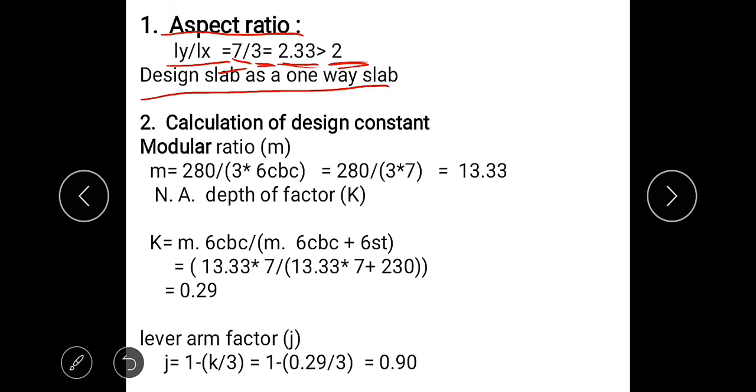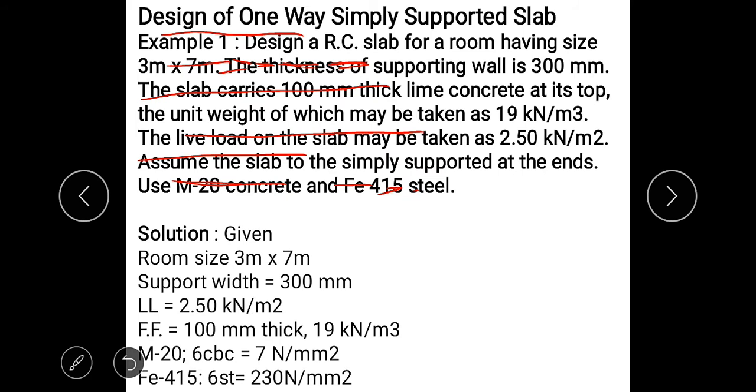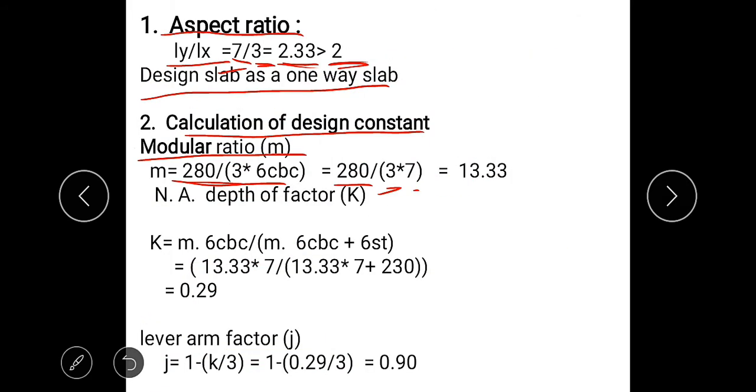Second step, calculation of design constants. The first design constant is the modular ratio m. The formula for modular ratio is 280 divided by 3 sigma CBC. Here the sigma CBC value is 7, so we write 7. The answer for the modular ratio is 13.33.